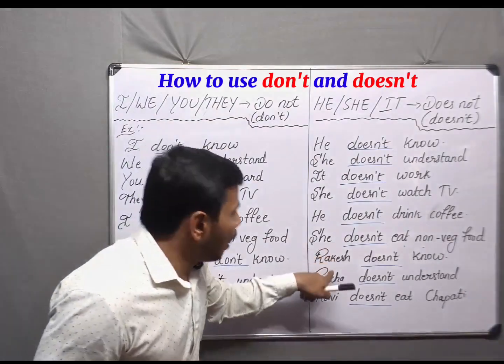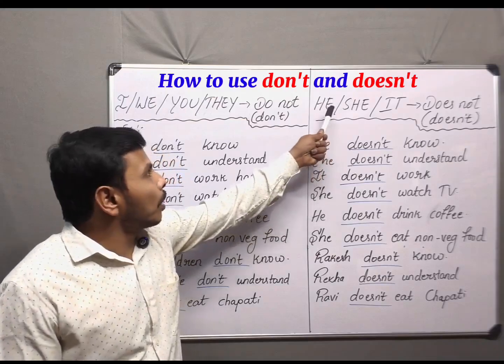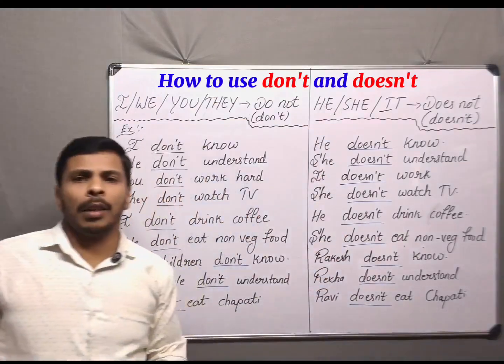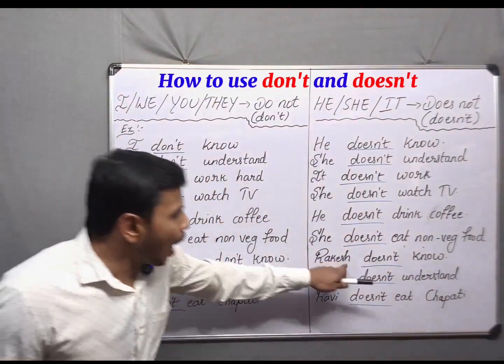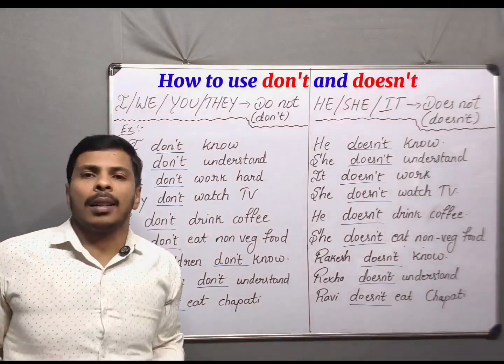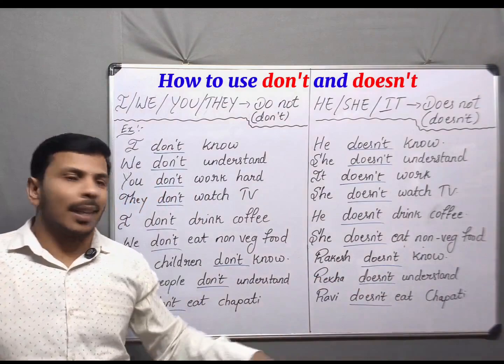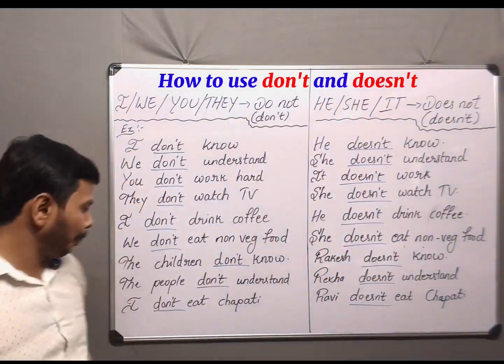But Rakesh doesn't know. Here what happened? Instead of using he, I used Rakesh. You can use either pronoun or noun. Rakesh doesn't know. The people don't understand. Rekha doesn't understand. Instead of she, I used Rekha.